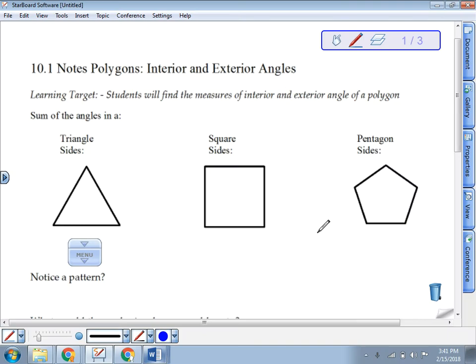Welcome to the notes on polygons. All right, we're going to start by talking about the interior and exterior angles. Remember, interior means inside, exterior means outside. So let's take a look at the sum of the angles in a triangle.